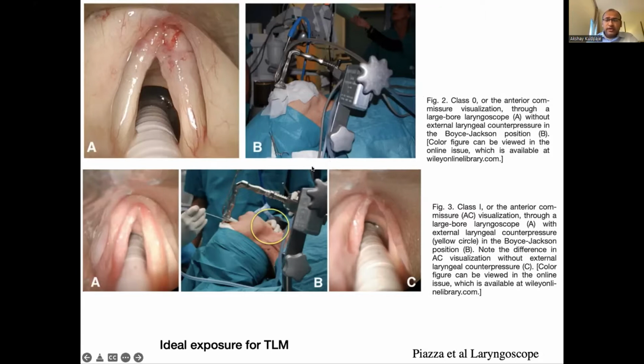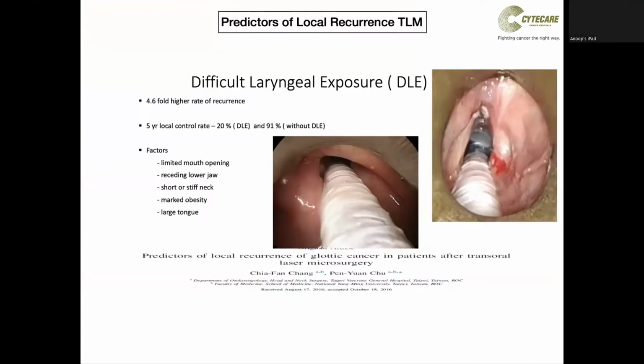In certain situations, when there is slight difficulty in visualizing the anterior commissure, by withdrawing the scope a little bit up to the infrahyoid epiglottis, and then taking assistance from your colleague to give an external pressure, you can visualize the anterior commissure. So class 1 and class 0 are the ideal laryngeal exposure situations to perform transoral laser surgery.